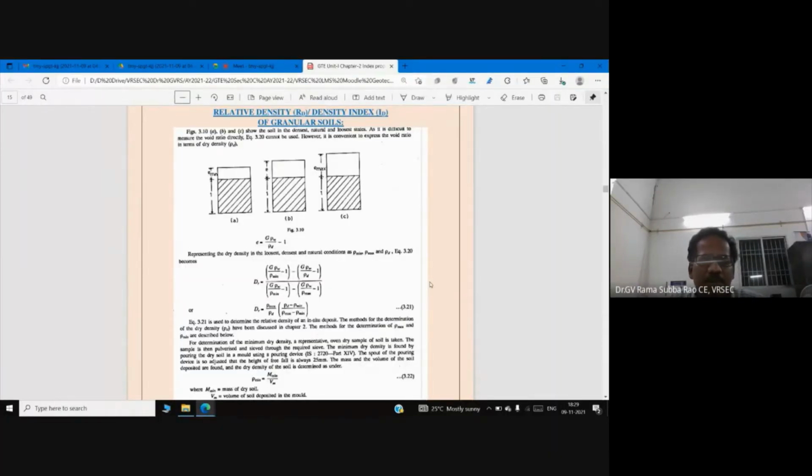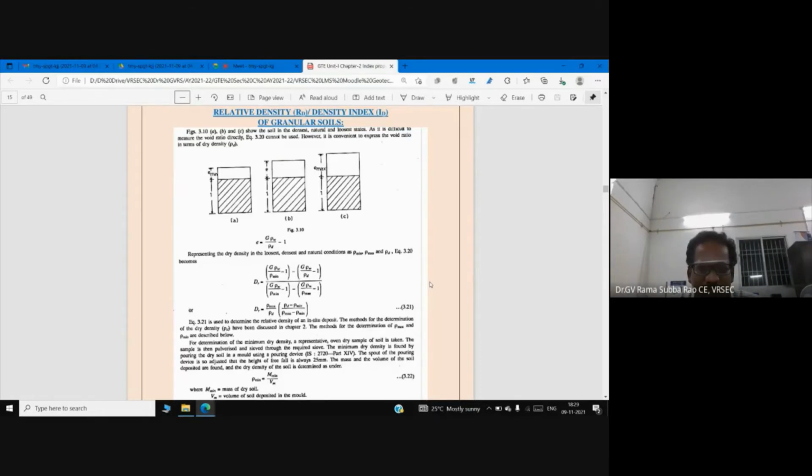In this lecture, we are going to discuss one of the important index properties of sandy soils. This time, we are trying to speak in a different way. We are trying to concentrate on how to ensure densification of the granular soils. A granular soil means pure sand and pure gravel, whether they are compacted or not. We want to know the densification of the granular soils.